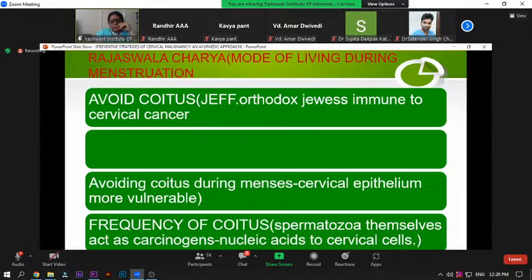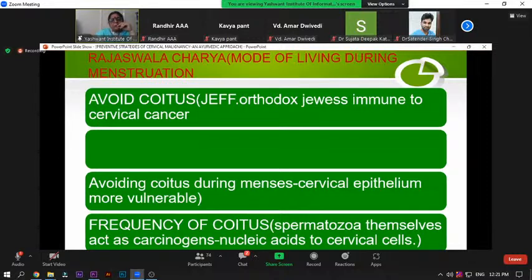Some may practice coitus during the menstruation, which is potentially dangerous for the development of pre-malignant lesions and further cancer of the cervix. So avoiding coitus during menses is very important, and that is advised in the Rajaswala Paricharya. And one more thing, frequency of coitus. Spermatozoa themselves can act as carcinogens because the nucleic acids present in the spermatozoa are very hostile to the cervical cells.